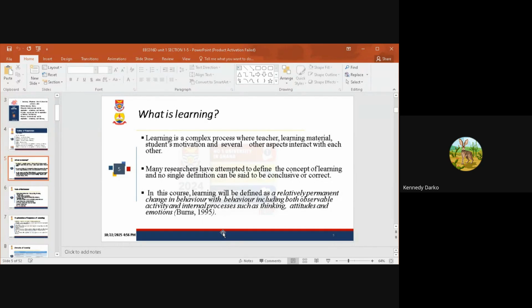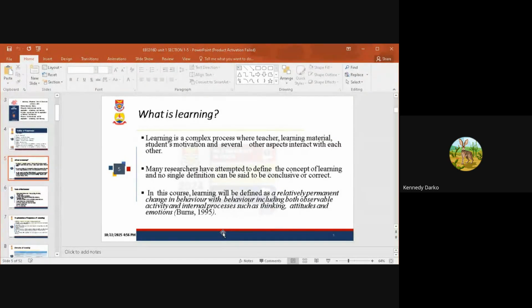And that's a fact. Aside from that, attitudinal change will come in, because the person will have to think, and in thinking, you have to make a decisive decision. That's where your attitude will also come into play. And then your emotions. That is what Burns is saying. When we say permanent change in behavior, we are looking at your thinking faculty, how you're going to use it, and your attitude, attitudinal change.